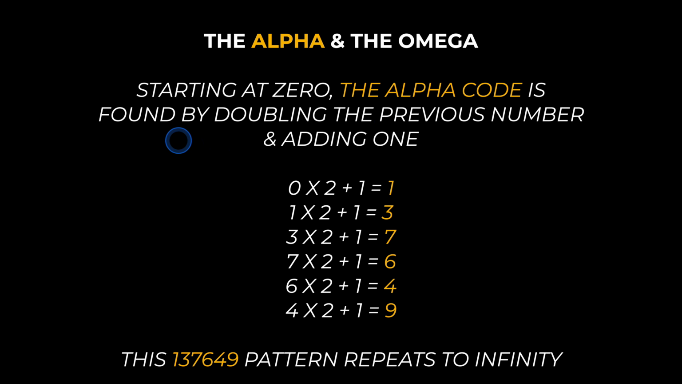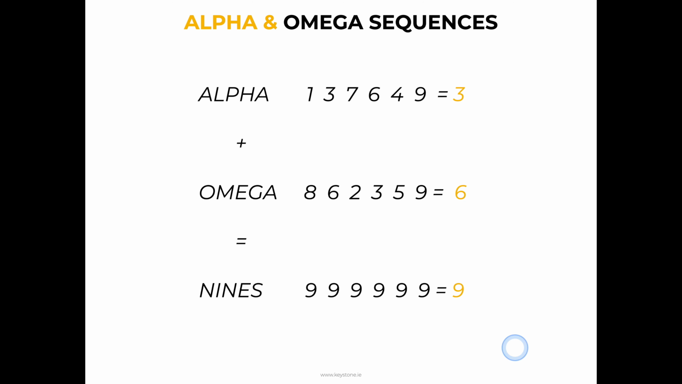The alpha code is found by doubling the previous number and adding 1. So starting at 0, 0 doubled is 0, plus 1 is 1. 1 doubled is 2, plus 1 is 3. 3 doubled is 6, plus 1 is 7. And we find this code, 137649. 9 doubled is 18, plus 1 is 19. 9 plus 1 is 10. 1 plus 0, we're back to 1. So 137 repeats to infinity. So we have an alpha code of 137649.